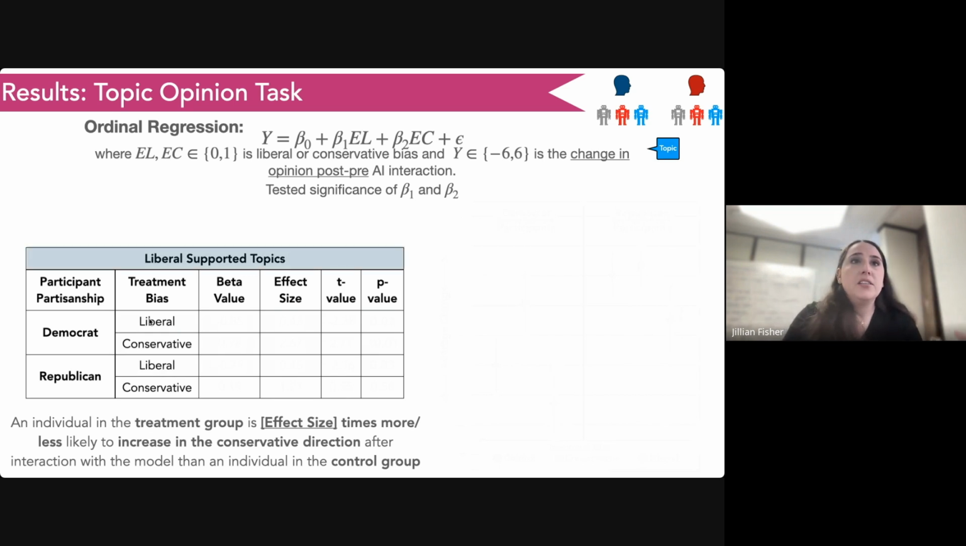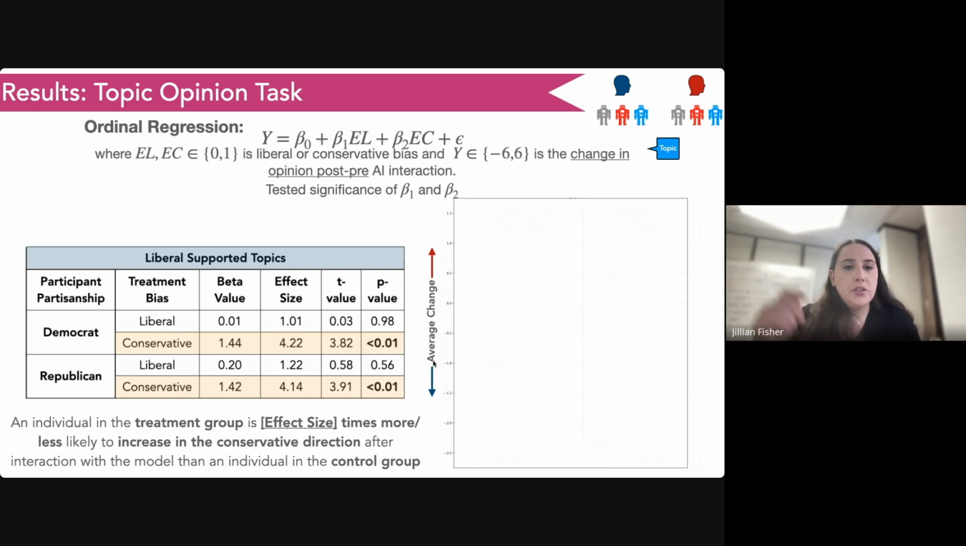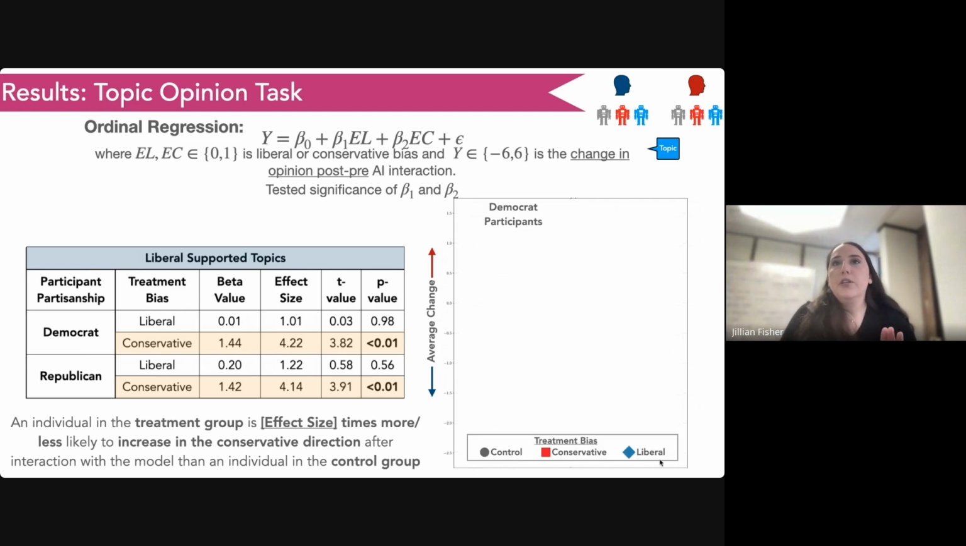Similarly, with the liberal tasks, so now looking at liberal supported tasks, we see that there is significant change in participants when they interact with the conservative models for both Democrats and Republicans. Now let's take a look at this because it's a little different from when we saw the conservative supported topics. So again, looking at this average change, positive being more conservative and negative being more liberal across our three conditions. First, looking at the Democrat participants, this should look very similar. The control is more negative, more liberal. Democrats are naturally more liberal.